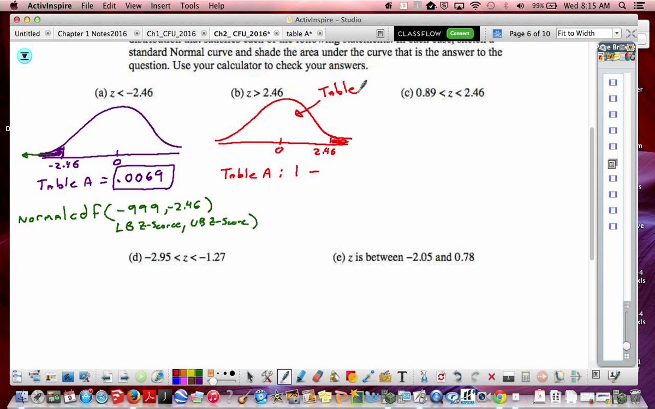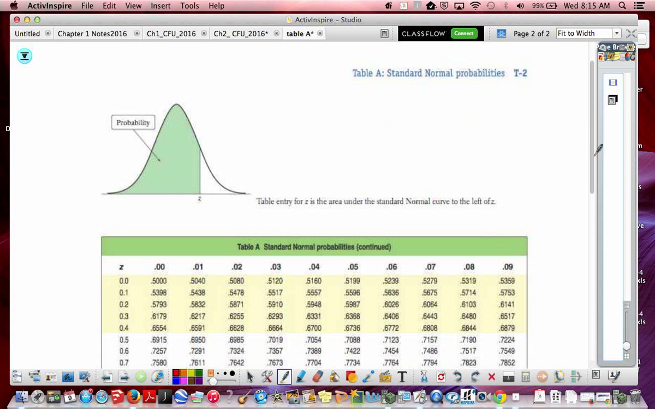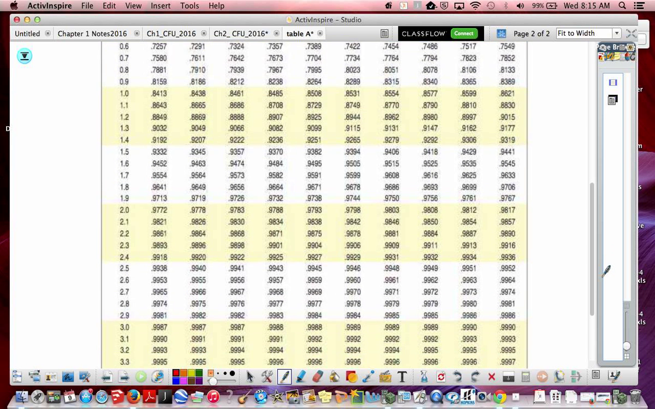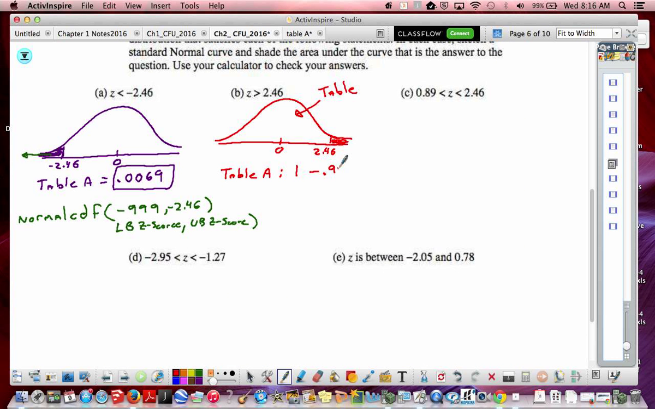So what I want to do is on my table A, go to 2.46. So if I go to the other side where I have the positive z-scores, I go 2.40, 1, 2, 3, 4, 5, 6. I get 0.9931. So now, 0.9931, that's this area right here. But that's not the area I want. I want everything that's greater. Hence why I'm subtracting from 1. I get the 0.0069.